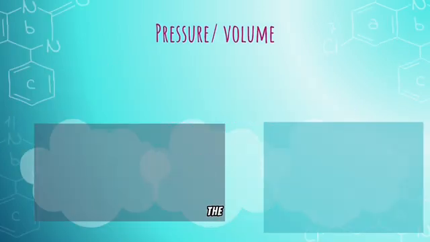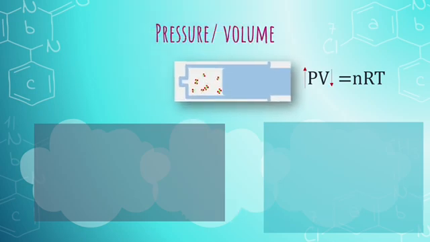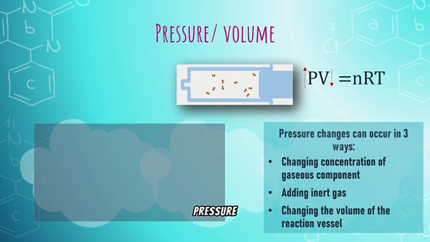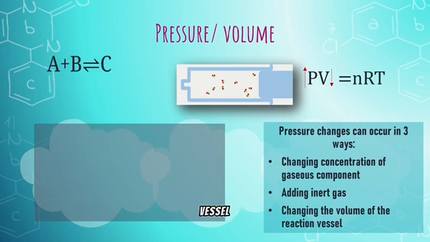Next, move to the change in pressure. By the ideal gas law equation, we know that when the pressure is increased, the volume will decrease. This diagram will help you better understand this equation. Pressure changes can occur in three ways, which are changing the concentration of gas components, adding inert gas, and changing the volume of the reaction vessel.